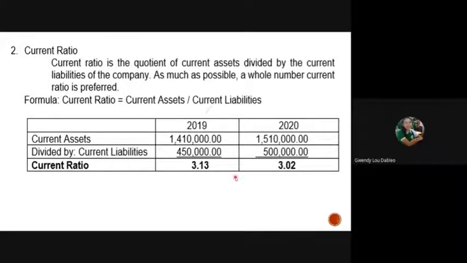Now, our interpretation here is, for every 1 peso of current liability, there is an equivalent 3.13 pesos of current assets.